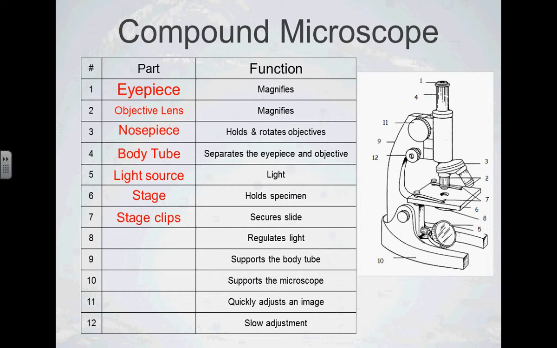Underneath the stage, there is a thing called the diaphragm. And on some microscopes, it's this dial. And this dial has different holes in the bottom. By changing which setting you're on, you can make your image brighter by using one of the larger holes so more light goes through, or a smaller hole would allow less light, making it not as bright. So that part is called the diaphragm.